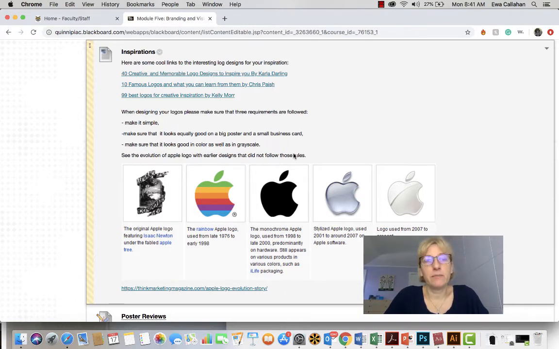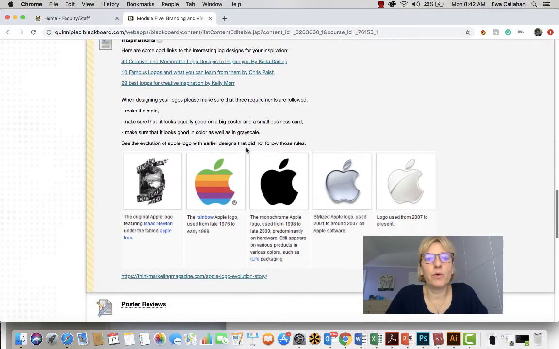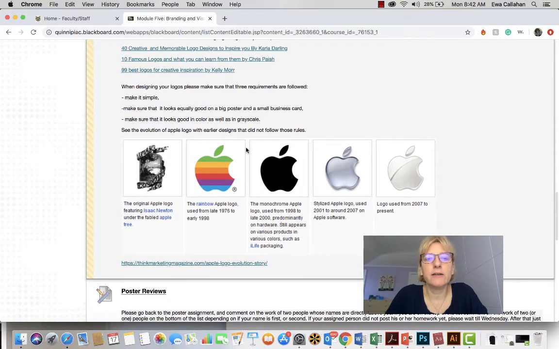Simple, think about the Nike logo. It's not very complicated. Make sure that it looks equally good on a big poster and a small business card. Sometimes you design the logo, put it on a small business card, and it's a blob because it's squished together, or you stretch it out and it doesn't look very good. And that it looks good in color and in grayscale. If you decide to go with multiple colors, see how they look together. See if they look odd, or the contrasts are not visible.